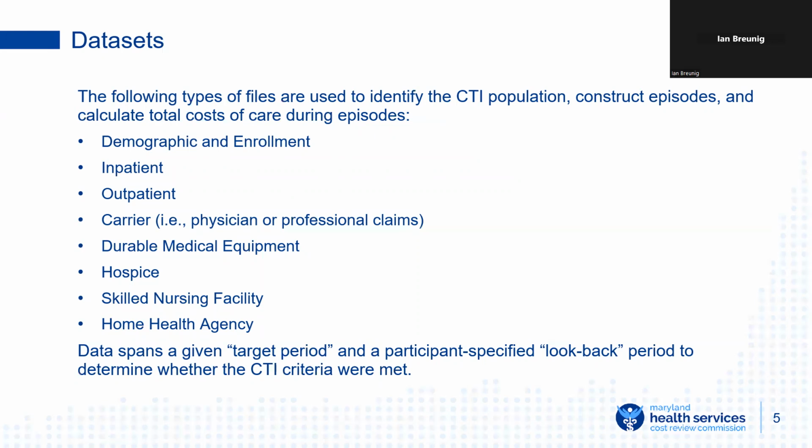And so the claims will need to span the entire target period. The baseline periods and the performance periods are the Maryland fiscal year, spanning from July 1st of the previous year to June 30th of the given fiscal year. And also, to create these CTIs, one of the criteria is to look back. So you'll need claims that span, depending on the criteria specified, up to a year prior to the Maryland fiscal year that's targeted.